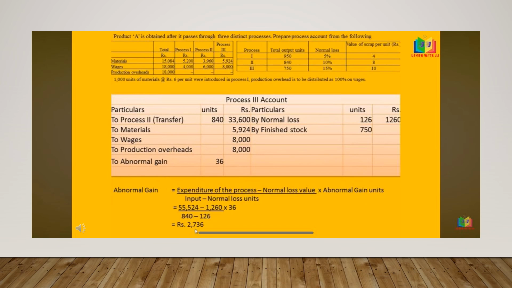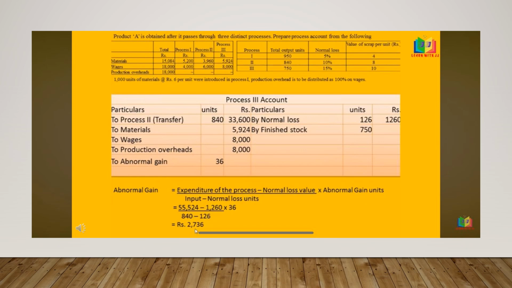To materials 5,924. To wages 8,000. To production overheads, since it is distributed as 100% on wages, again 8,000. And on the credit side we have normal loss, which is given as 15% in the question. So therefore 840 into 15%, we get 126. Now the value of scrap per unit is rupees 10. So therefore 126 into 10 is 1,260.